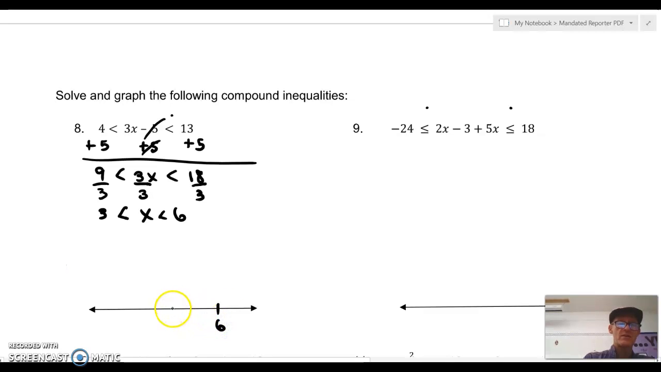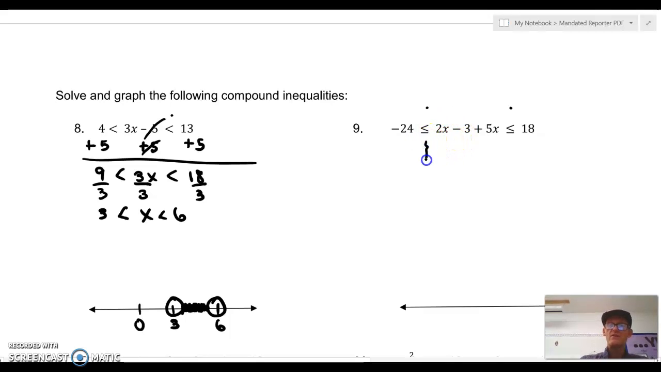Here's 6. I can put 0 right here, I guess, but I'll put 3 here. I'll put 0 there. So I'm going to circle the 3 and circle the 6, and x is less than 6 and greater than 3. That means all of these numbers in between 3 and 6. There's a lot of them. That's the weird thing about math, but there's a lot of them there.